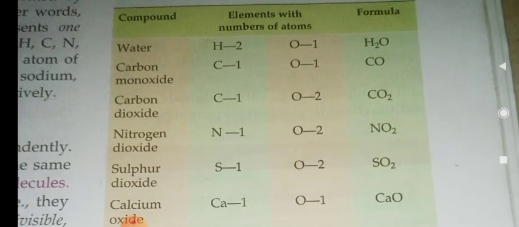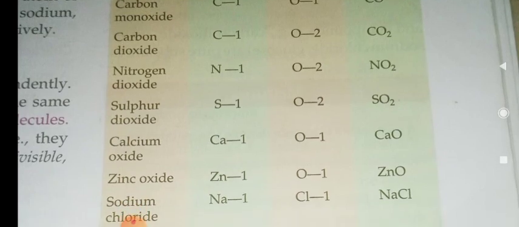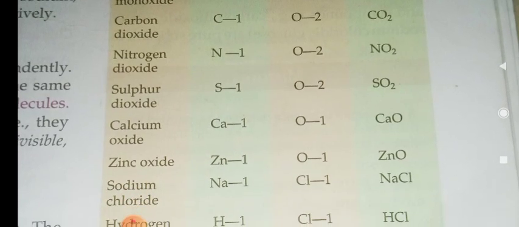And now the next compound is carbon monoxide. One molecule of carbon and one molecule of oxygen combine to form one molecule of carbon monoxide. Carbon dioxide: one molecule of carbon and two molecules of oxygen combine to form carbon dioxide. Nitrogen dioxide: one molecule of nitrogen and two molecules of oxygen combine to form nitrogen dioxide.